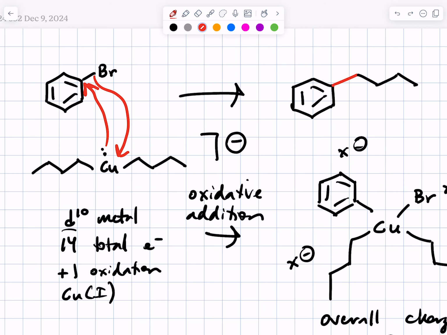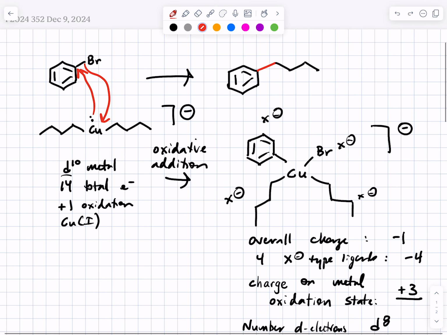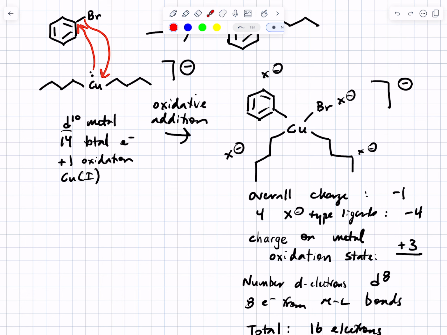What we know is that afterwards, we have this new complex where copper is now bound to 4 things. One of these 2 new ligands bound to copper, one of the bonds came from copper and the other came from the carbon-bromine bond. We don't know which is which, we can't tell. But if you look at this new complex, the overall charge is still negative. The complex now has 1, 2, 3, 4 X ligands, so the charge on the metal must have increased to +3. It used to be +1, now it's +3.